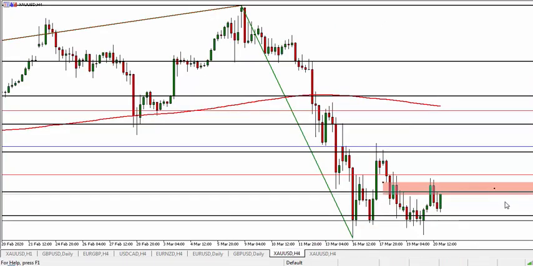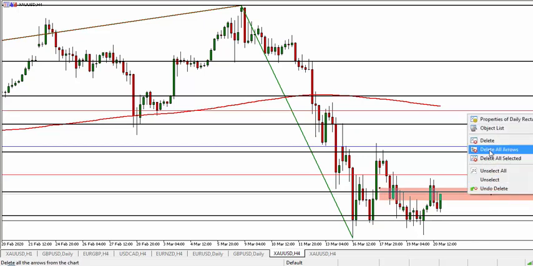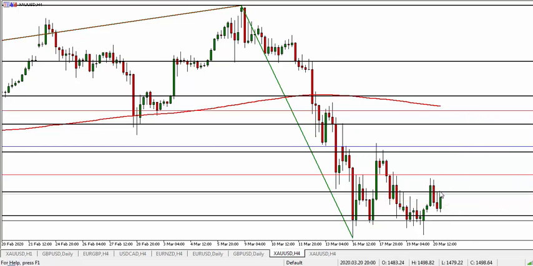In the 4-hour chart, if the price breaks and stays above this resistance area, we'll see another bullish side. So what will happen if that scenario happens? In the 4-hour chart, this is our resistance area. If the price breaks and stays above this level, we'll see this level, and we will see this level.